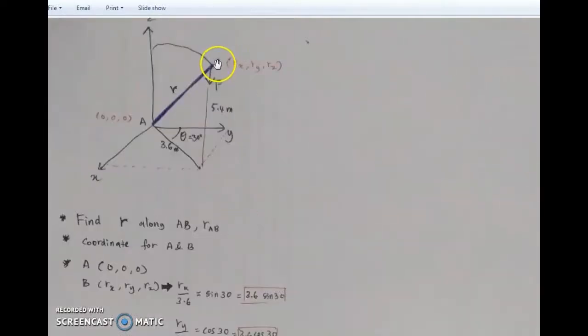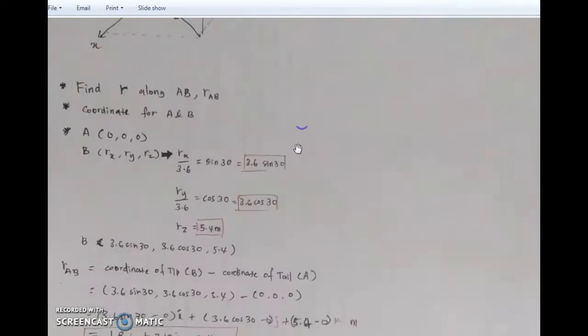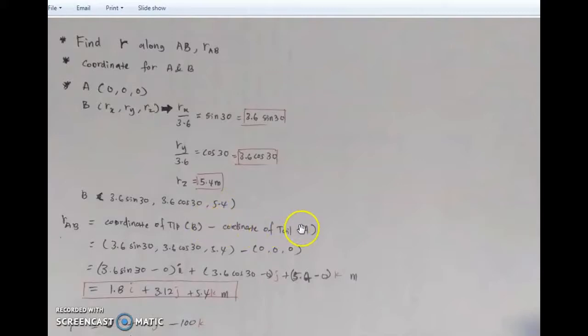This is a tip B, and the A is a tail. Subtract with the coordinate of tail A. So this coordinate of B subtract with the coordinate of tail of A is 0, 0, 0, and then simply subtract the I component of B with the I component of A, J component of B with J component of A, and so forth.